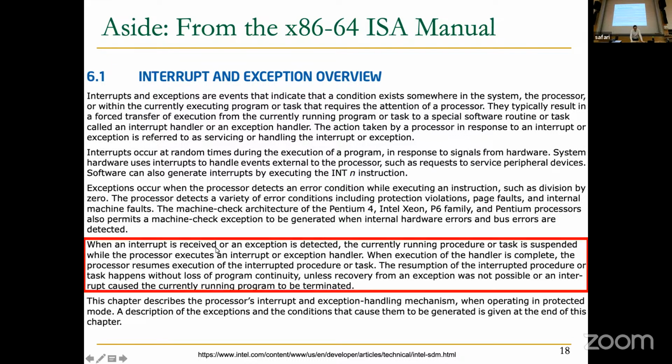I'm actually going to read it, because these folks are very good at distinguishing between interrupts and exceptions nicely. Not all ISAs do, unfortunately. But let's take a look. And also they describe it nicely.